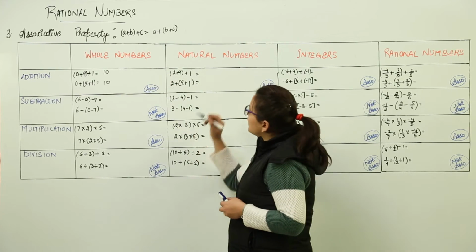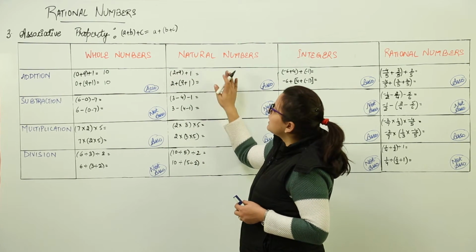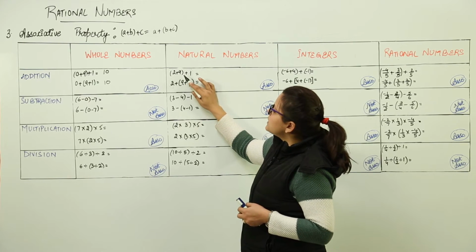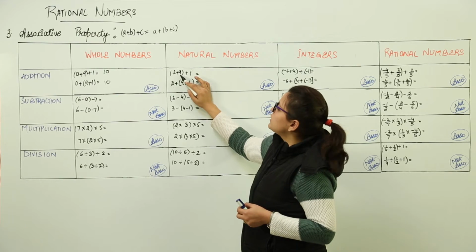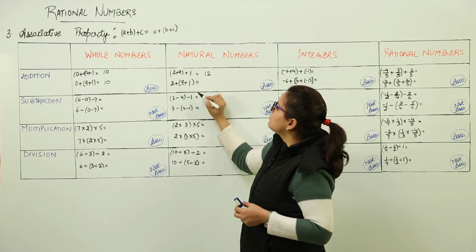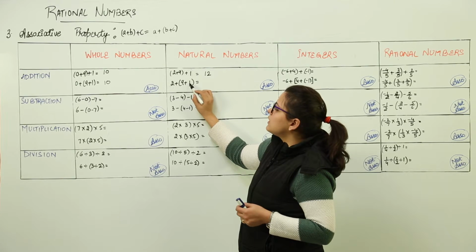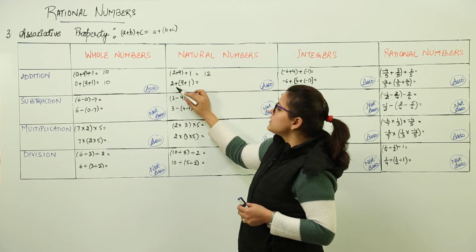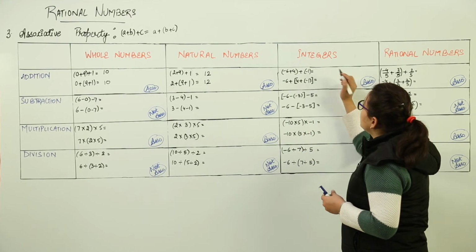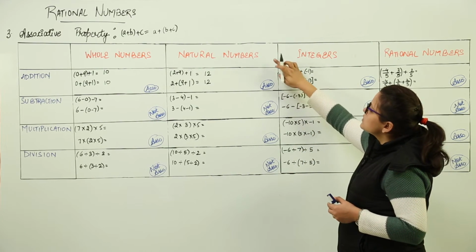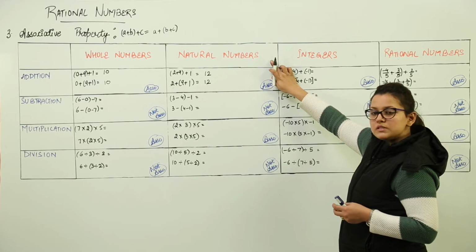Clear? Let us try the next example for natural numbers now. 2 plus 9 plus 1. What is 2 plus 9? 11. What is 11 plus 1? 12. What is 9 plus 1? 10. What is 10 plus 2? 12. Getting it? So we can say that this is associative for natural numbers.